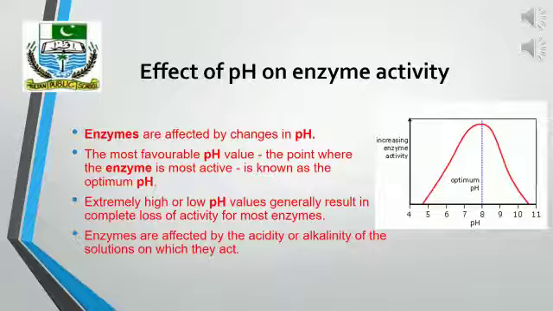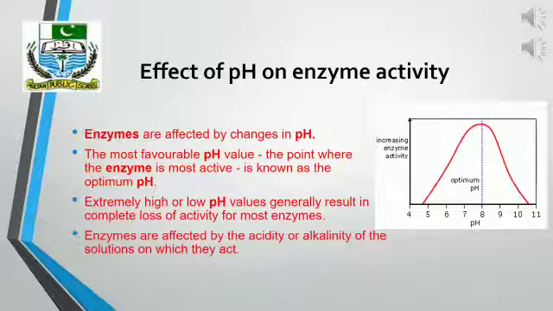The activity of an enzyme reaches its highest point when it receives its optimum pH. Optimum pH is the point where the enzyme is most active. Just like temperature, extremely high or low pH values generally result in complete loss of activity for most enzymes. Enzymes are also affected by the acidity or alkalinity of the solutions in which they are acting.